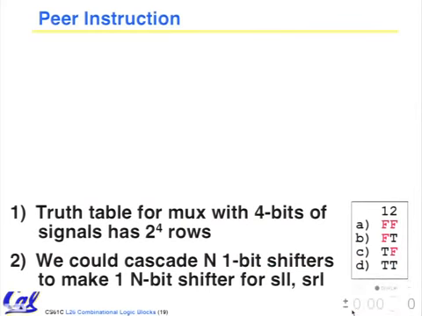Question number 1. The truth table for the mux with 4 bits of signals has 2 to the 4 rows. And we could cascade 1-bit shifters, shift left and shift right, to make one n-bit shifter for SLL and SRL. Okay, true or false?